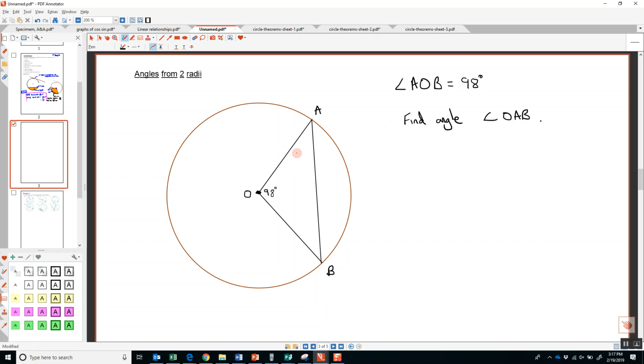Excellent, okay. And that's the thing, it's straightforward, it's easy to recognize, okay? This is a radius, this is a radius. So these two lengths are exactly the same, so these two angles have to be exactly the same. So I can do my 180, subtract 98, which is 82, and then I divide that by 2. So angle OAB is 41.